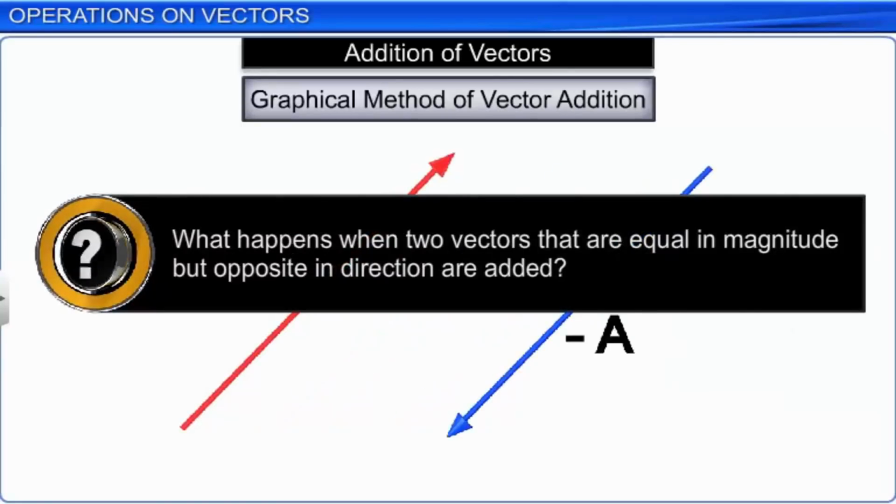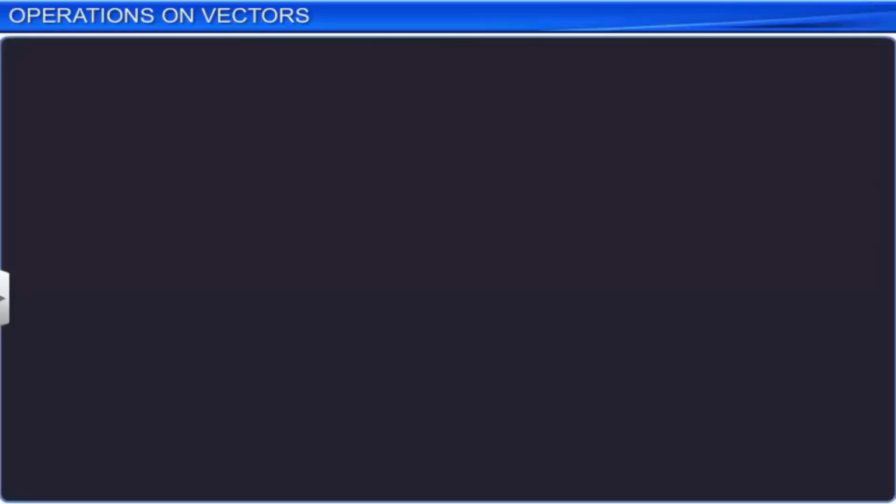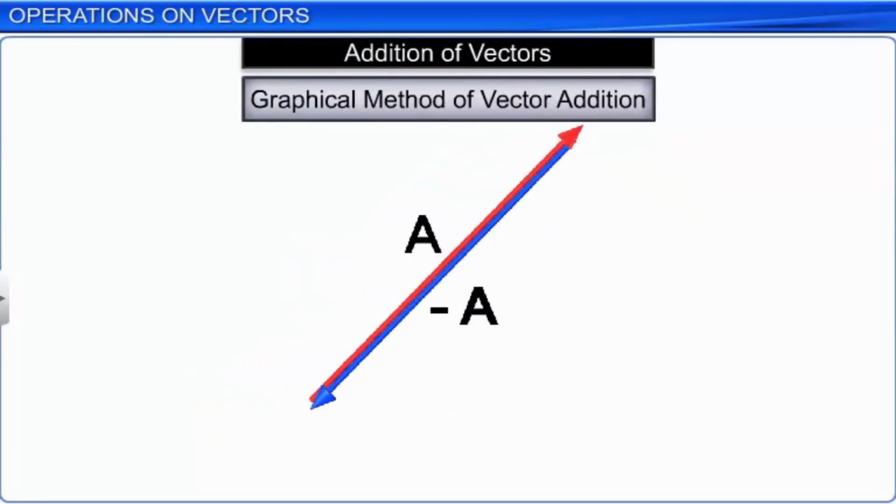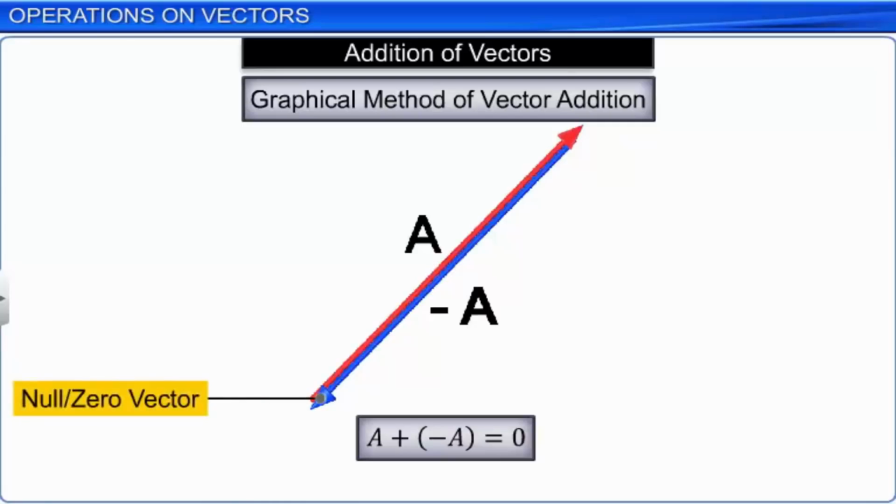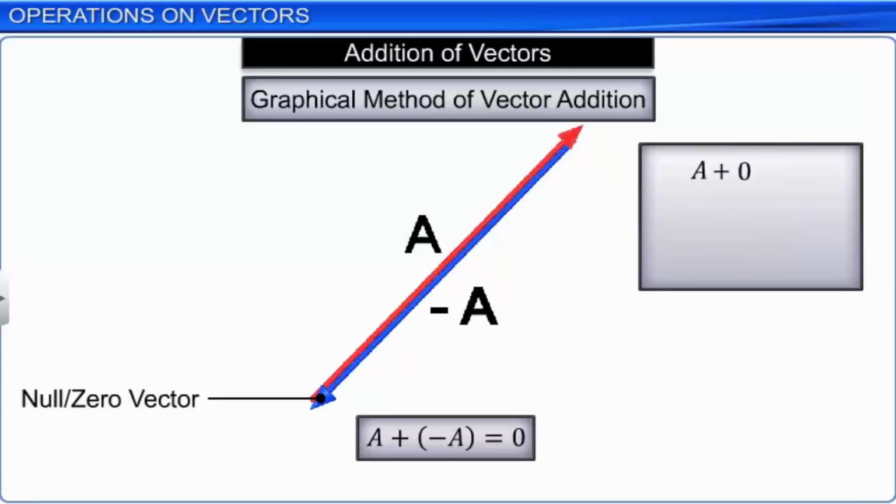What happens when you add two vectors that are equal in magnitude but opposite in direction? It results in a vector possessing zero magnitude and is called a null vector or a zero vector. In case of a null vector, you cannot specify direction. Various operations with a null vector are A plus 0 is equal to A, lambda 0 is equal to 0, and 0A is equal to 0.